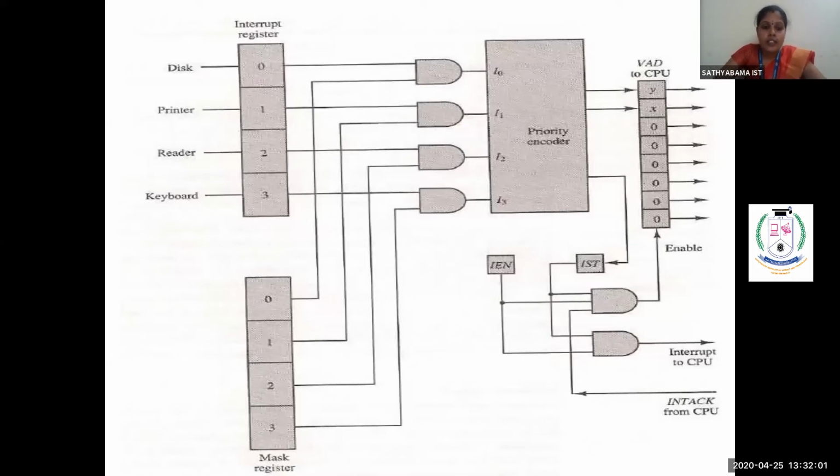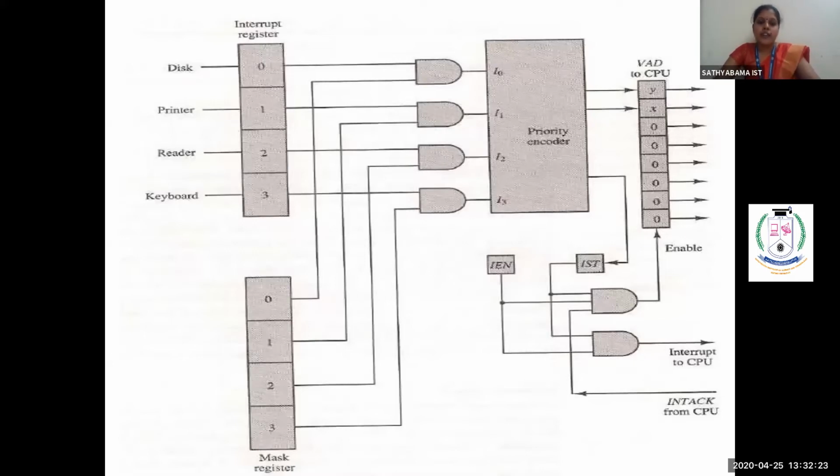Why? That is what the mask register does. The reader and keyboard will be ignored by the mask register. They will be masked, a don't care. It will not move on to the reader and keyboard. It checks the highest priority first.